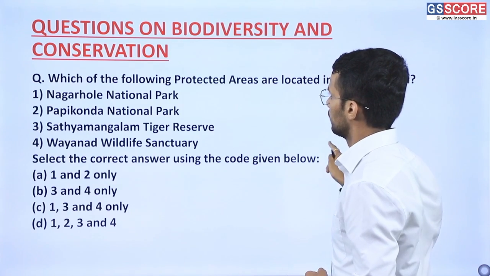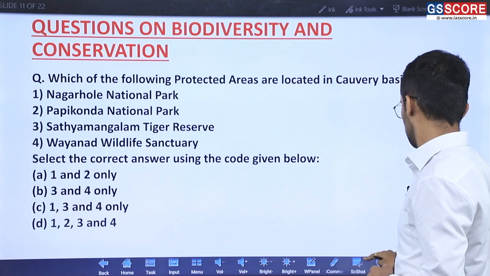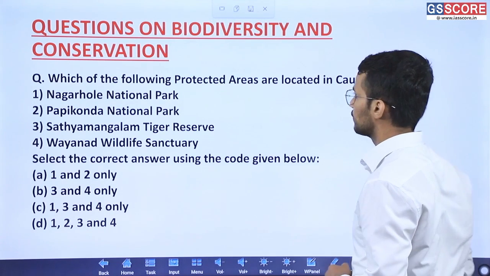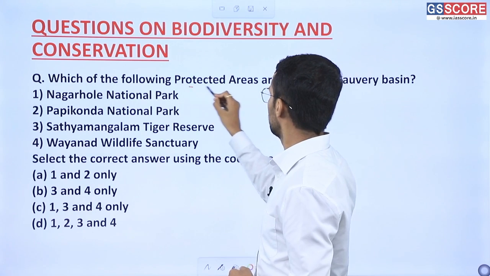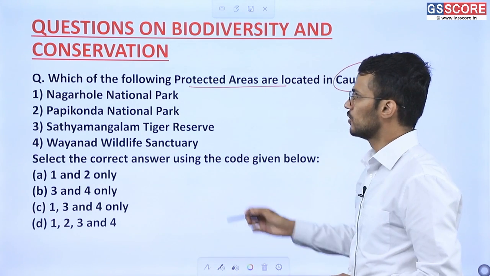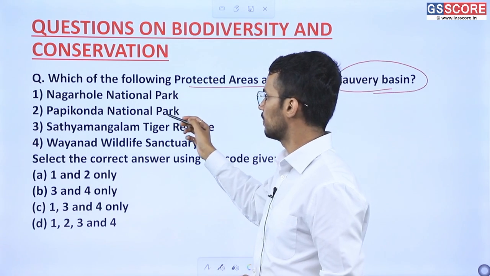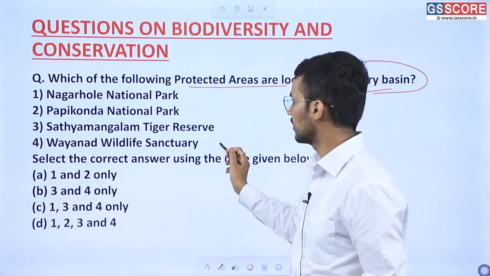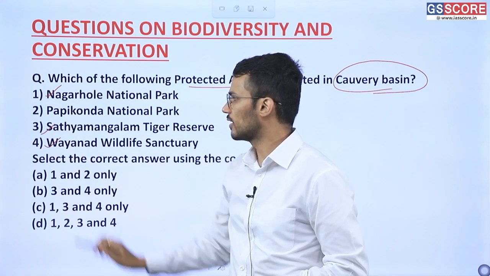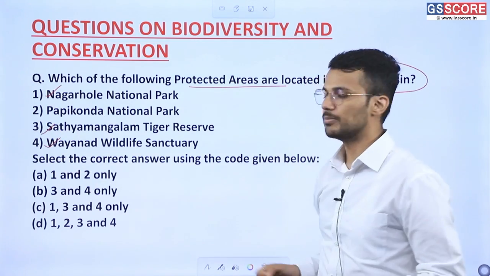The next question is from the 2021 exam. Which of the following protected areas are located in the Kaveri Basin? Right? So Nagar Hole, Papikunda National Park, Satyamangalam Tiger Reserve, Wayanad. Out of these, Nagar Hole, Satyamangalam and Wayanad are located in the Kaveri Basin.